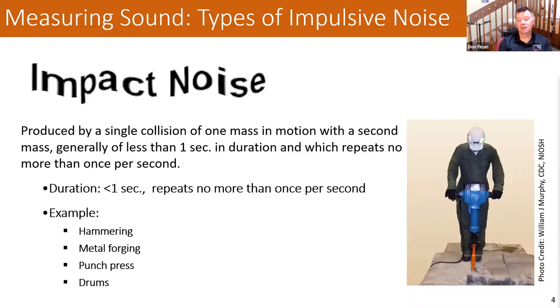Impact noise is a type of impulsive noise. An impact noise is essentially a single collision of something, a hammer strike, for example, so a mass in motion colliding with a second mass. Usually this occurs over a short time frame, less than a second. It may repeat, but no more than once per second. So the duration is going to be short. Hammering, metal forging, punch presses, even musical drums are going to produce impact noise.